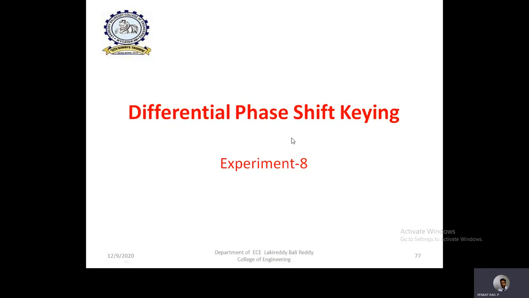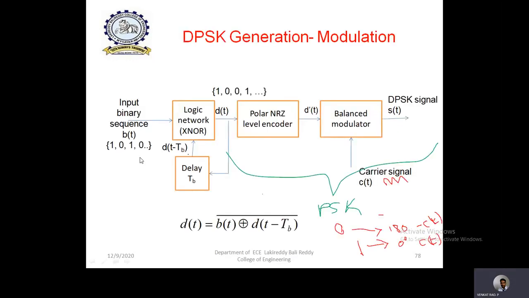But before that, I'm going to review the theoretical concept of DPSK first. After understanding how DPSK works or how DPSK modulation is generated, then only will I move on to the experimental analysis. So let us start the discussion of differential phase shift keying. First, I will discuss the DPSK modulation process from this block diagram. This is the block diagram for DPSK generation or modulation.